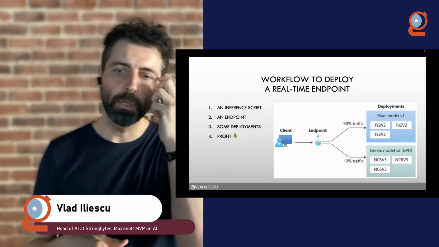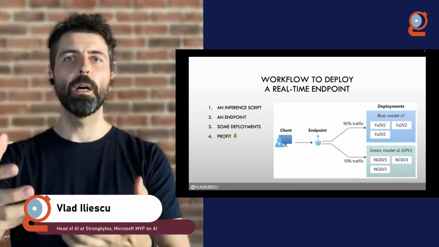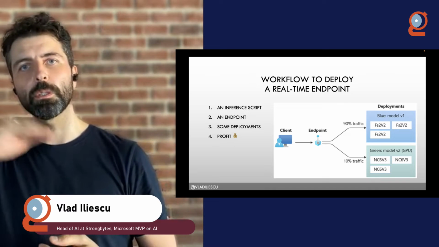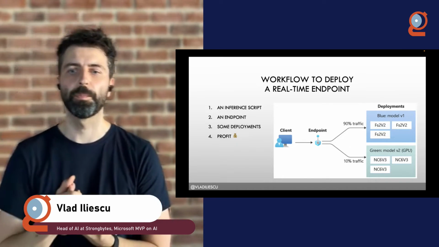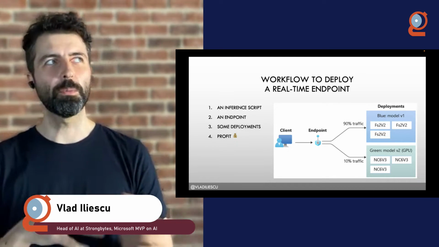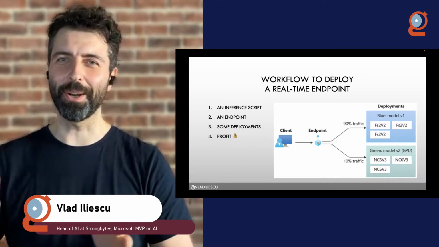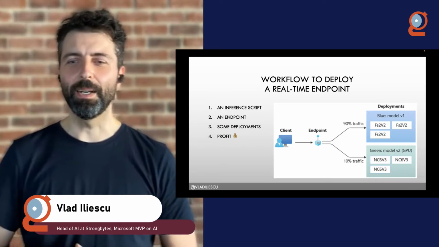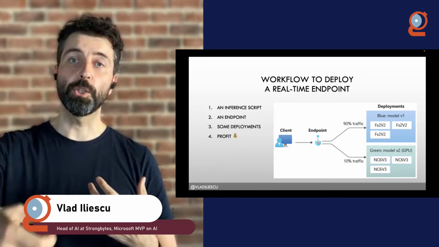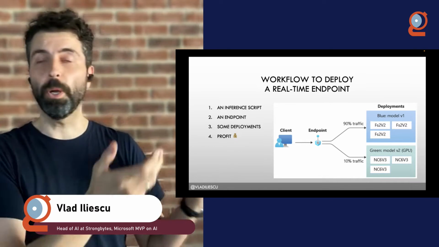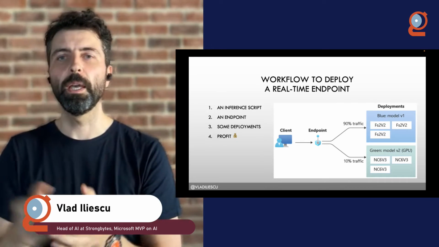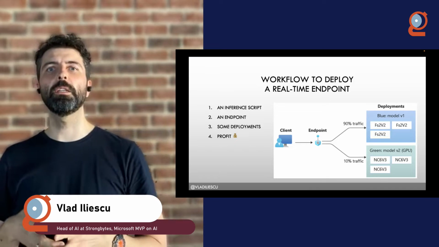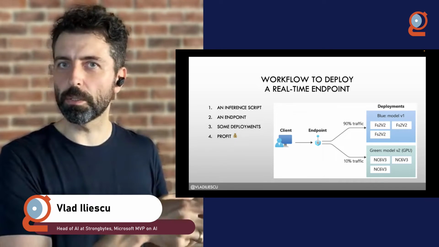As I mentioned before, an endpoint is a REST API. Well, API is a bit much. It's just a URL. You can't really change it. But an endpoint is called by your customers or by your applications. An endpoint can have one or more deployments, and each deployment can contain its own code and its own models.